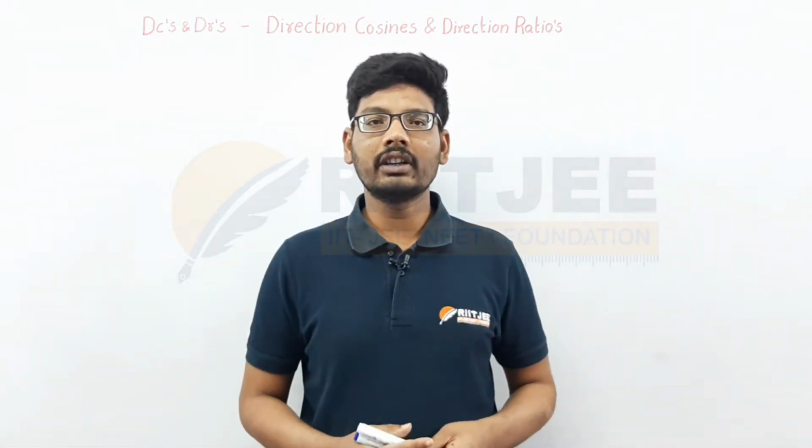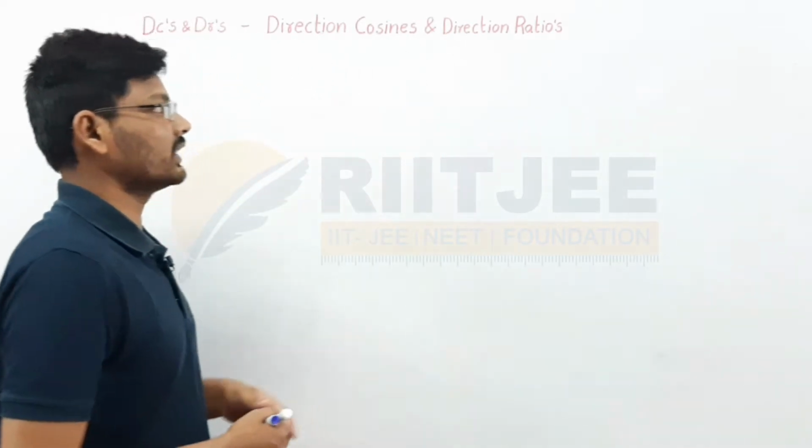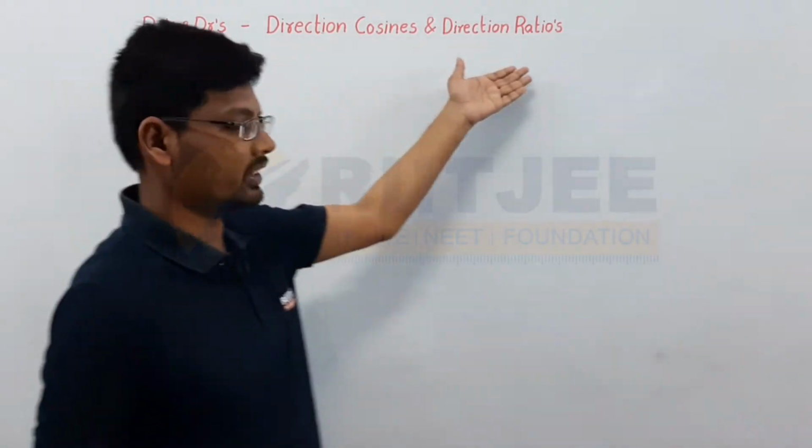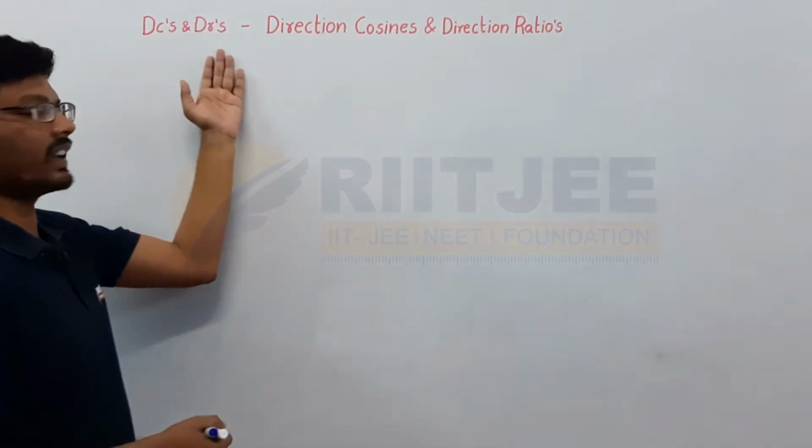Welcome to Rizzi. Now we are starting the new chapter, that is direction cosines and direction ratios. The short form of direction cosines and direction ratios is DCs and DRs here.